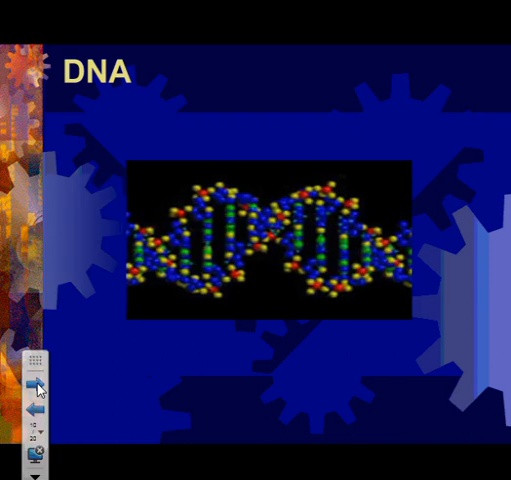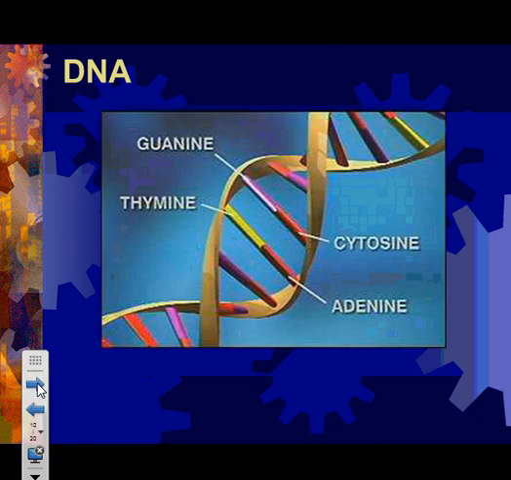Here we see an artist's drawing of the DNA molecule, if you could see each of the atoms that it's made of. More typically, it's drawn looking like this. The guanine, thymine, cytosine, and adenine are called nitrogenous bases. These are like the letters of the DNA alphabet. The code is spelled out in the rungs of the DNA ladder.